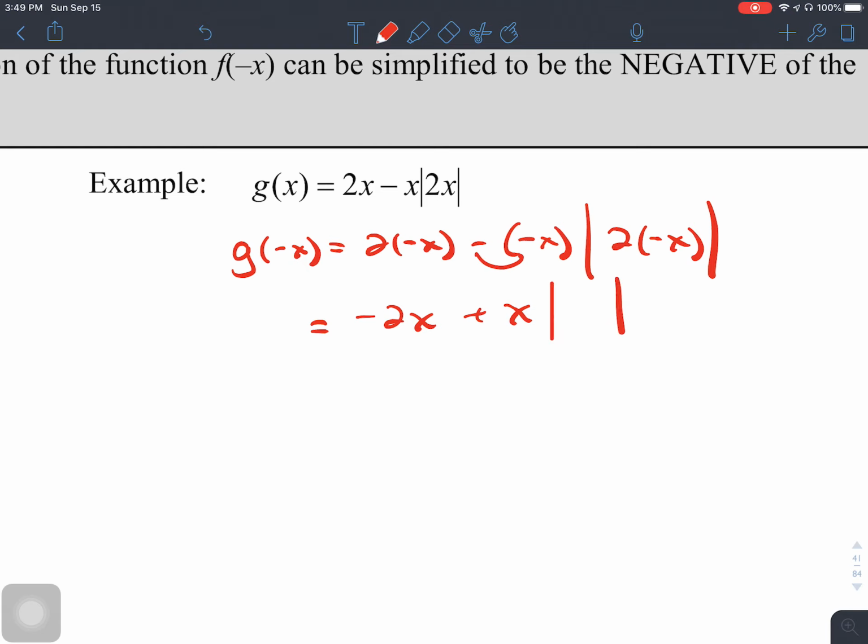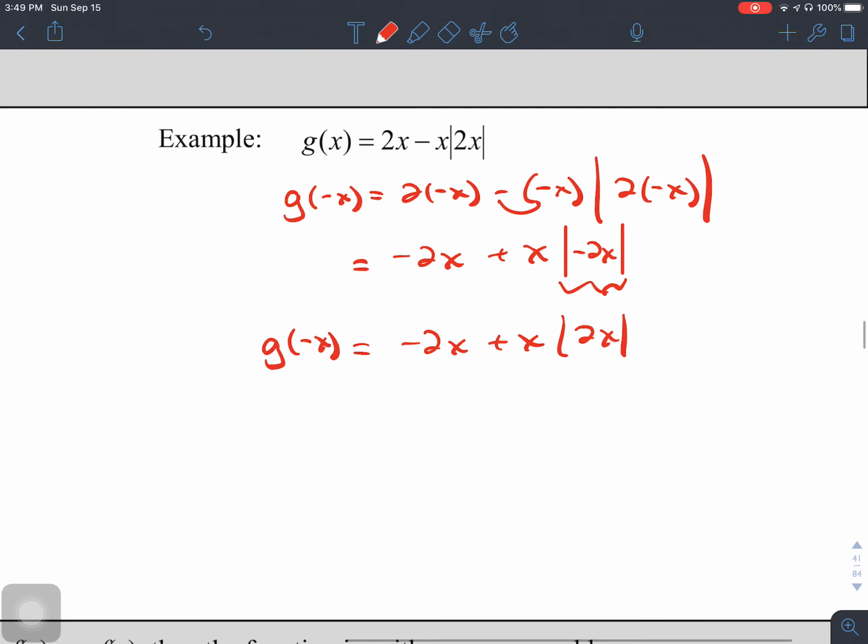Absolute value, we have 2 times negative x is a negative 2x. Even though this product is negative, when you take its absolute value, it's going to become positive. So this is equivalent to this. Is this identical to the original function? It is not. Could we factor a negative 1 out of each of these terms?